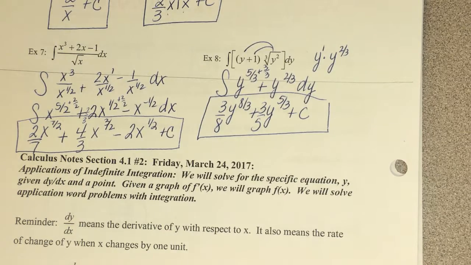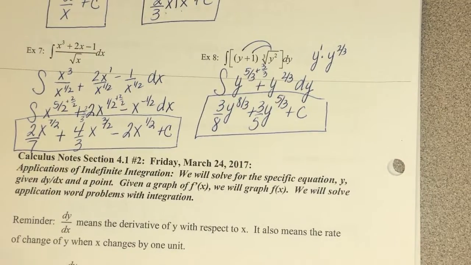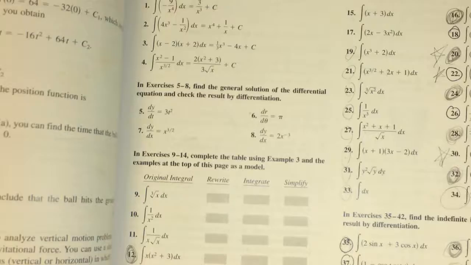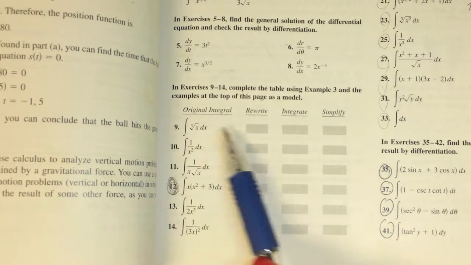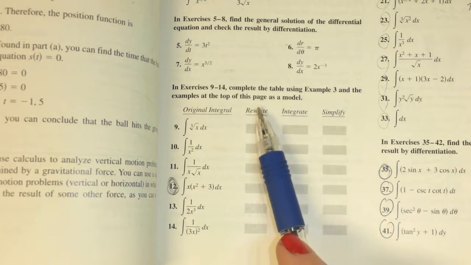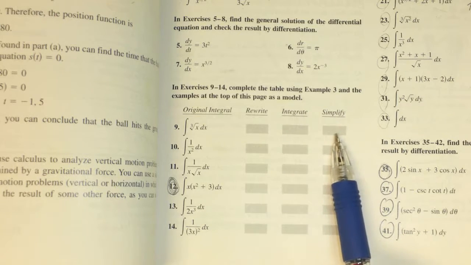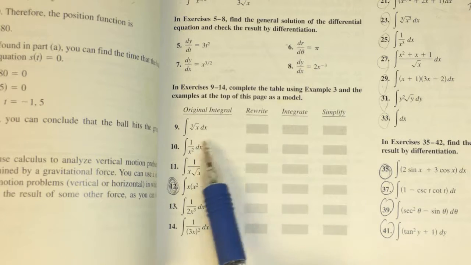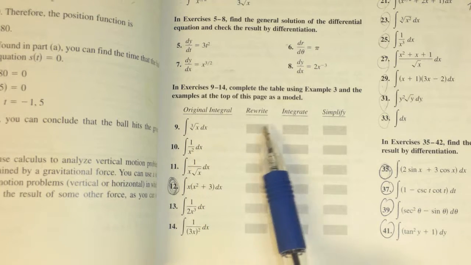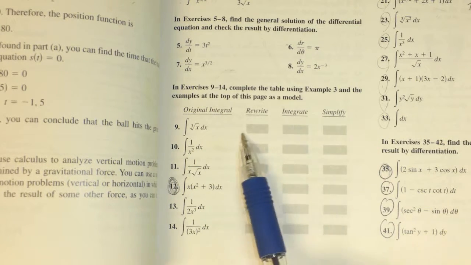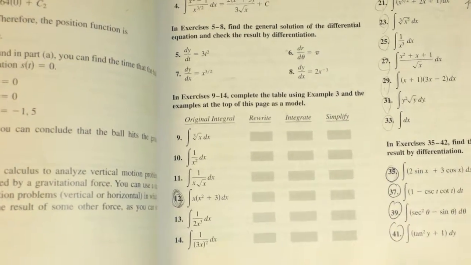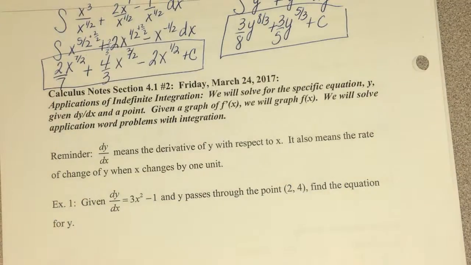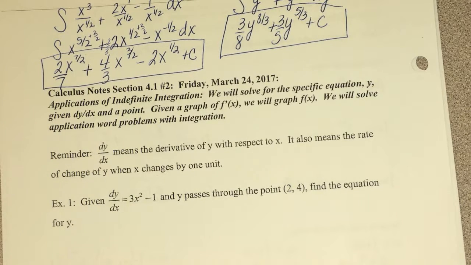So you guys have problems to do in your book. Now I want to show you something with your book. Your book tries to make the problems seem easier, but I've always found that in the process they make them actually harder. So when you start with number 9, it's going to have this table method. It's going to say rewrite, integrate, simplify. You do not have to do it that way. You really do have to rewrite to be able to do the problem. But you don't have to fill in the boxes. Everybody's like, do I have to copy those boxes? No, just do the problem. Okay? So 9 through 33, every other odd.